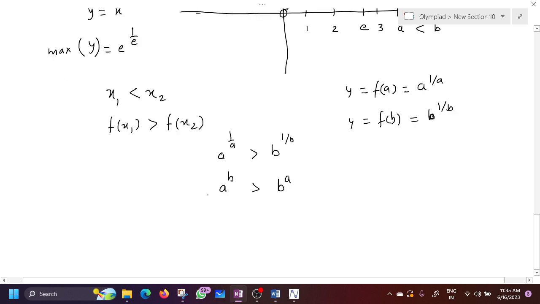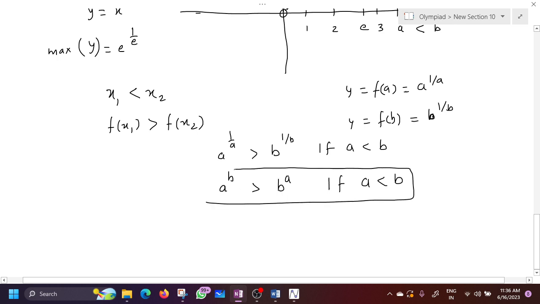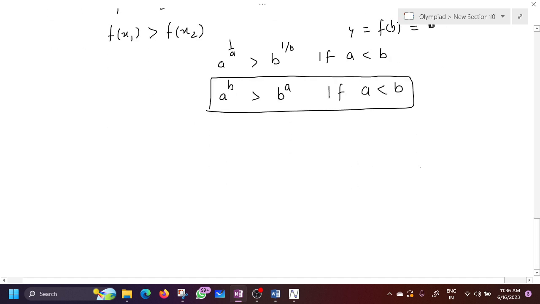Okay, if a is less than b, if a is less than b. So now we have established this result here, which holds true for all such values of a and b. What does it mean? It means let's check our result for small values.